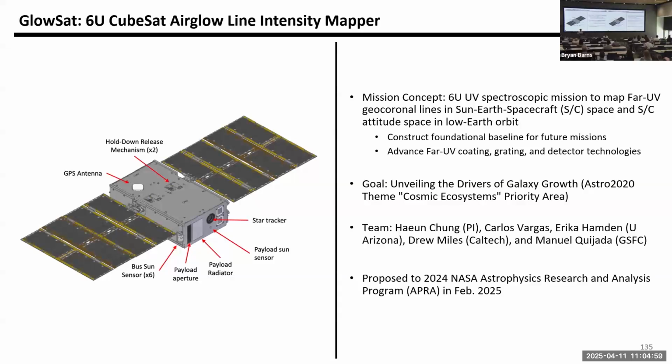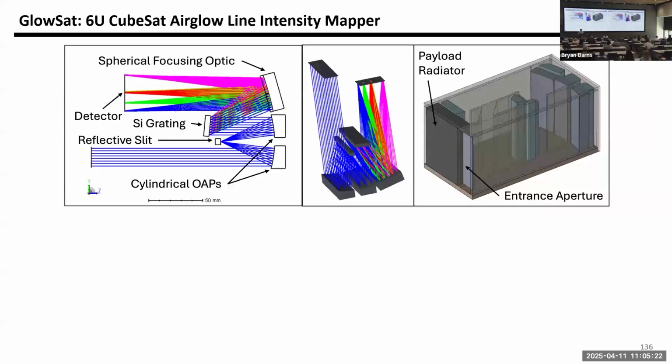So we have a small team so far. Again, this is only a concept. Here at GlowBay, myself, Carlos, and Erica, and we have collaborators outside, at Caltech and Goddard, for the grating and the coating technologies. And we did propose this mission to the most recent NASA APRA AO back in February this year. And here is my last slide showing the core of our instrument, the CubeSat.